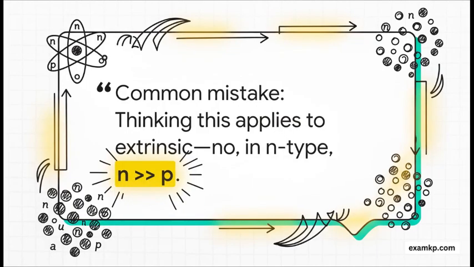Now, listen carefully. Here is the trap that JAMB often sets for students. The rule that N equals P is only true for intrinsic, pure semiconductors. The very moment you dope the material and make it extrinsic, that rule is broken. For N-type, you have way more electrons than holes. For P-type, you have way more holes than electrons. You must know this difference.